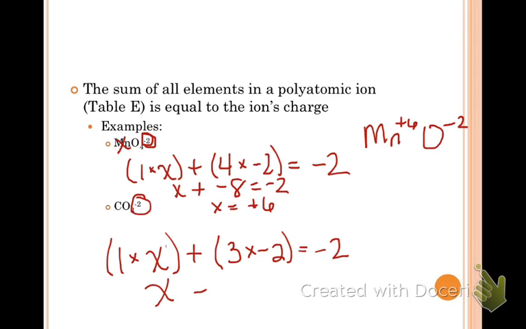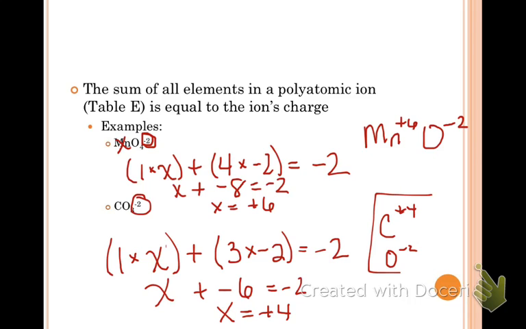So we have X plus -6 is equal to -2. So in this case, your carbon has a charge of +4. So again, we'll write this off to the side. C is plus 4, oxygen is negative 2. So we can write them out horizontally or vertically, either one works.